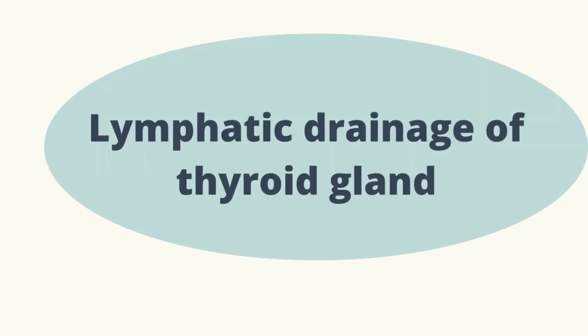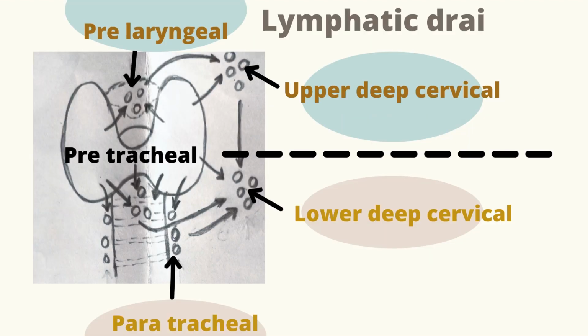Lymphatic drainage of thyroid gland. The upper lateral portion of the thyroid gland is drained into the upper deep cervical lymph nodes, and the lower lateral portion of the thyroid gland is drained into the lower deep cervical lymph nodes. Then the upper medial portion is drained into the pretracheal lymph nodes, which further drain into the upper deep cervical lymph nodes, and the lower medial portion is drained into the pretracheal lymph nodes.